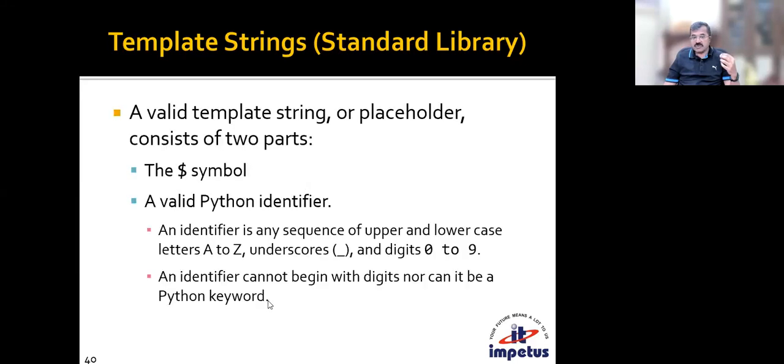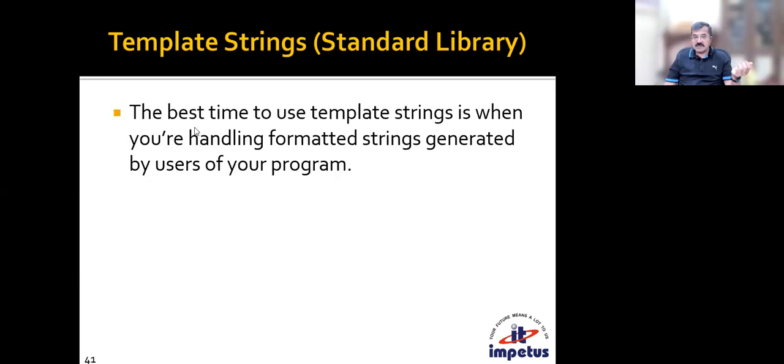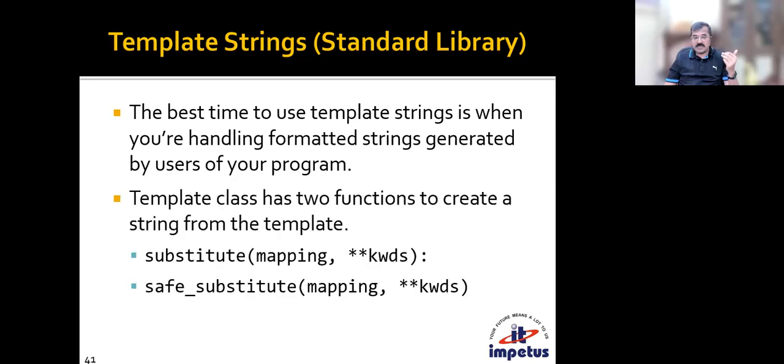So it's time for us to look into how it can be done. It contains 2 parts. One is the $, and other is the Python identifier. When I use the word identifier, it can be any letters from A to Z, underscore, digits from 0 to 9. An identifier cannot begin with a digit, nor can it be a Python keyword. We know them. These are like variable names. The best time to use Template is when you are handling formatted strings generated by the users of the program, that means your client. You would like to handle that particular data.